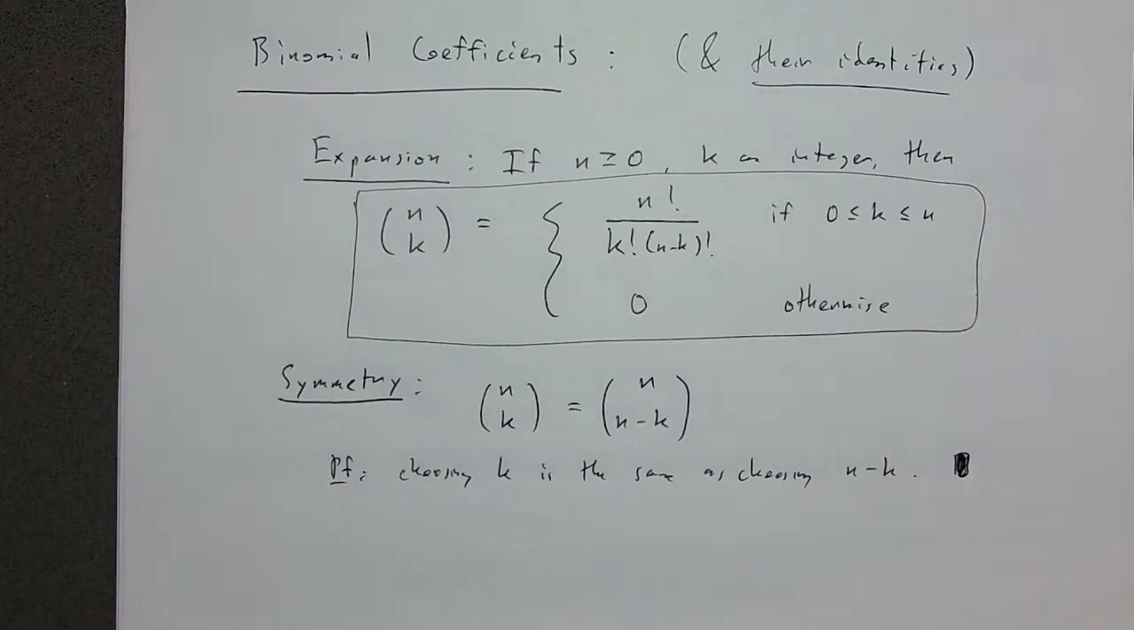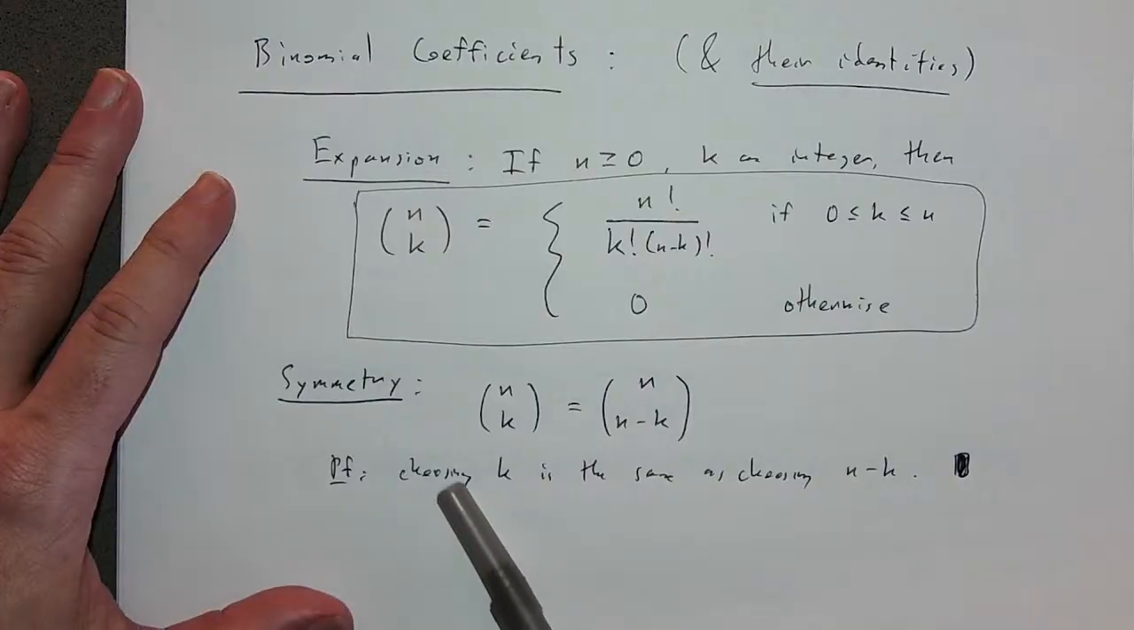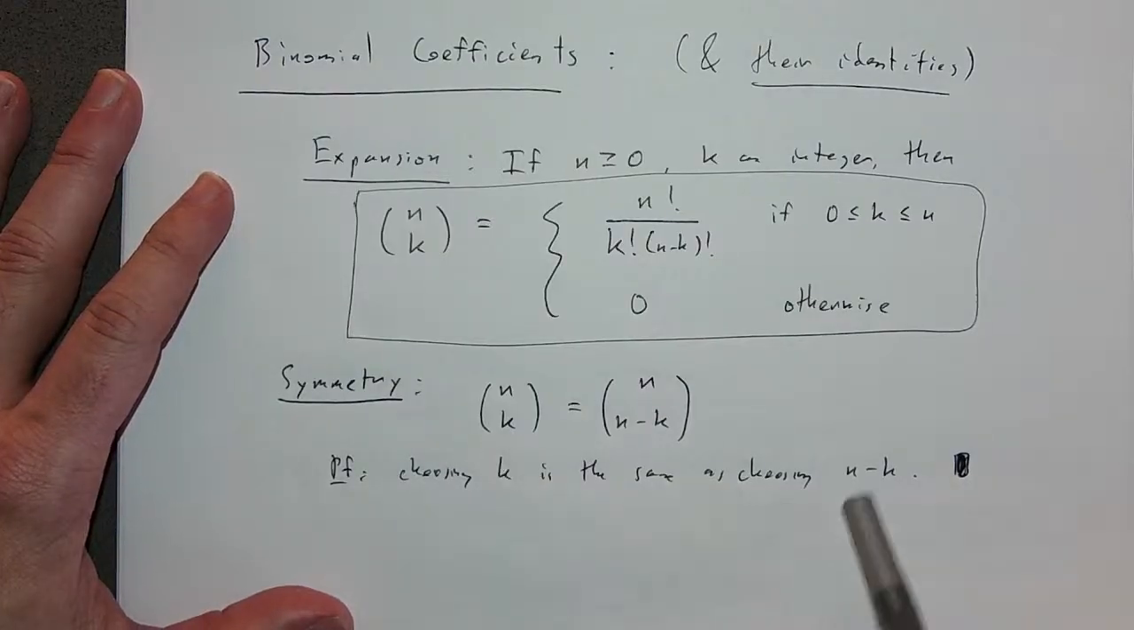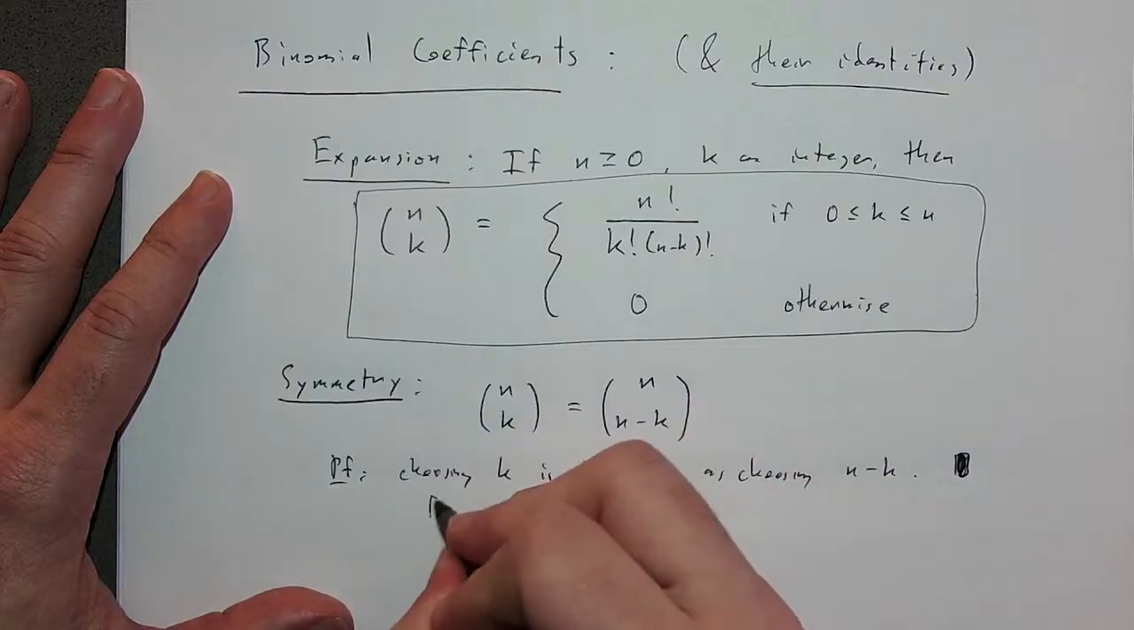Well, you might call that the worst proof ever, right? It looks like I just turned this into words and said, "Yep, that's the proof." I just restated this in words. But think about what I'm actually saying here. What I'm saying is that choosing k from n objects is the same as choosing n minus k from n objects, right?